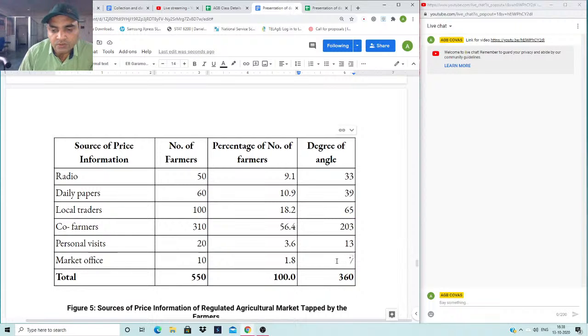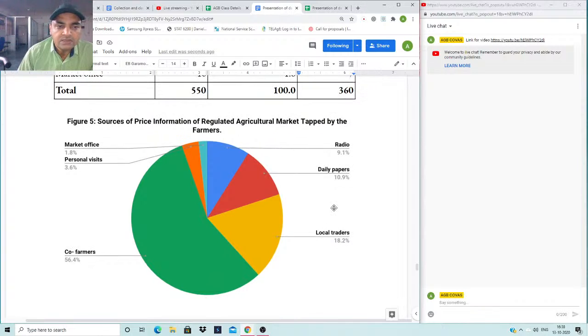So it all constitutes to be 360 and a complete circle. So this is your pie diagram. It shows the sources of price information of regulated agriculture market tapped by the farmer. From market office 1.8 are there, from personal visits 3.6 are there. You can see that different colors have been used and these angles have been there in the slides.